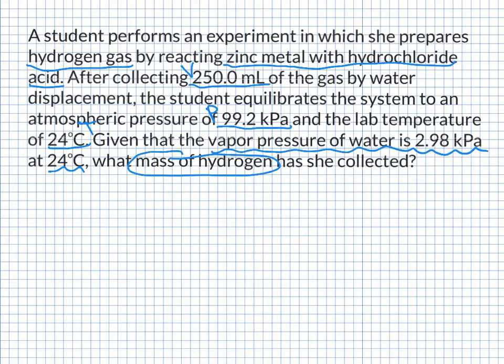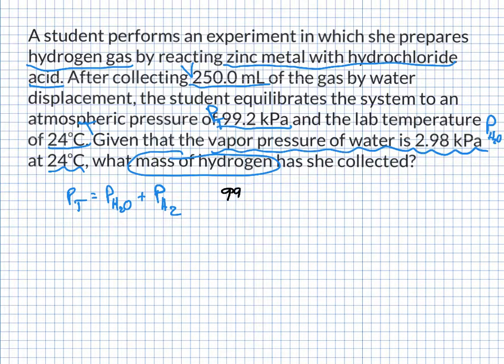Okay, so what do I see here? I see a volume, I see a pressure, I see a temperature, I see another pressure, but this pressure is of water. So that means this 99.2 must be a total pressure, and this is the pressure of water. So my total pressure, again, is the pressure of water plus my pressure of gas, and my gas here is hydrogen. So let's plug some numbers in and actually get that answer.